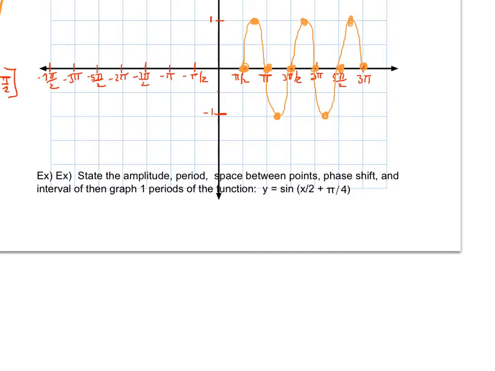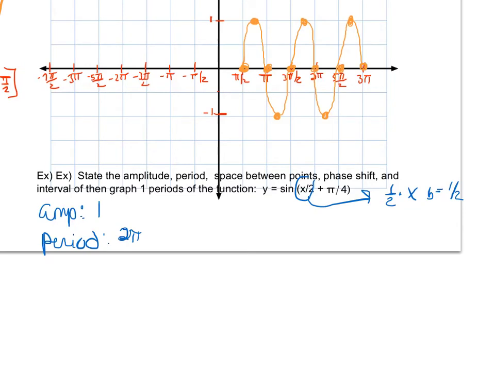And I'm going to go ahead and do the same thing. I'll start with my amplitude, the number out front. Since there isn't one, my amplitude is just 1. Then I'm going to find my period, 2 pi over the absolute value of b. So notice x over 2 is the same thing as 1/2 times x, so my b is 1/2. So my period is going to be 2 pi over 1/2.